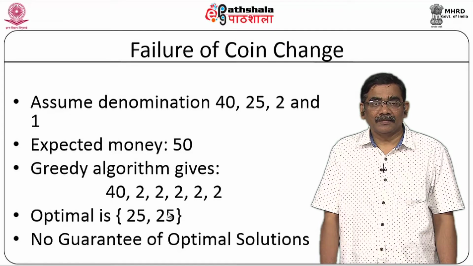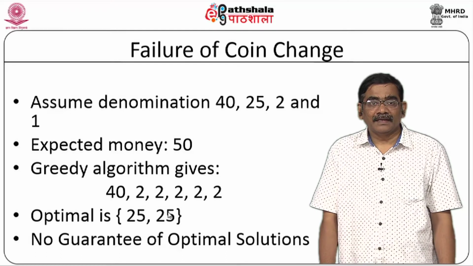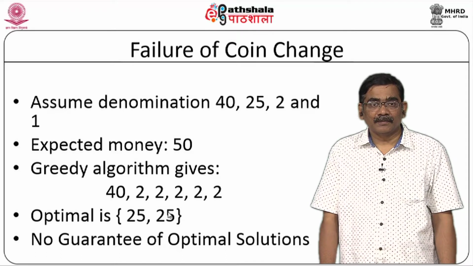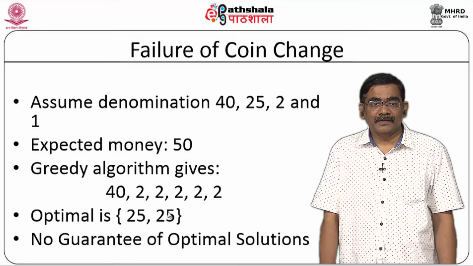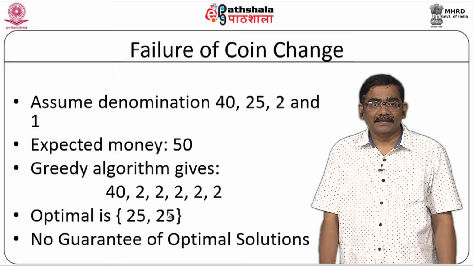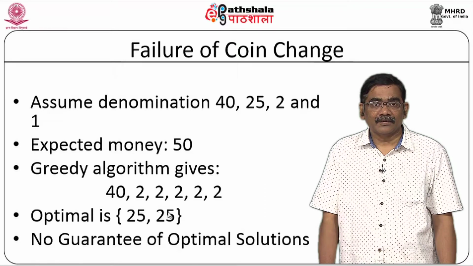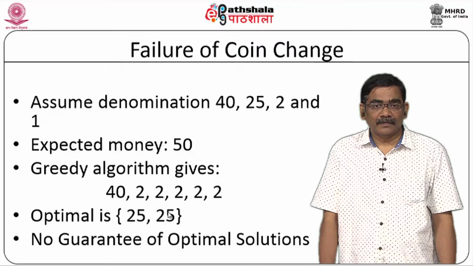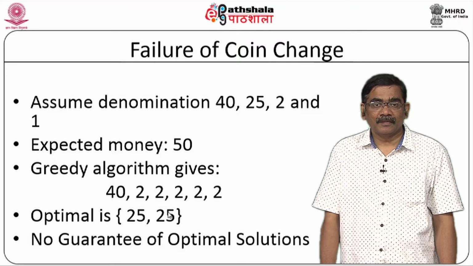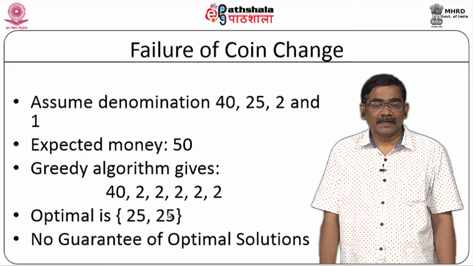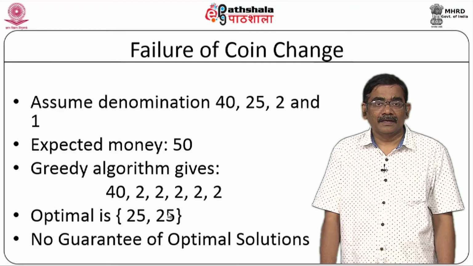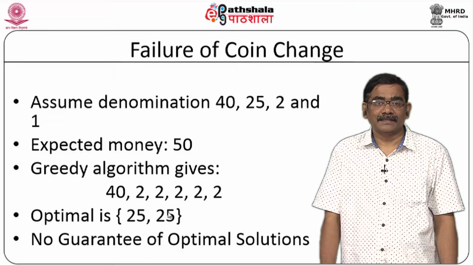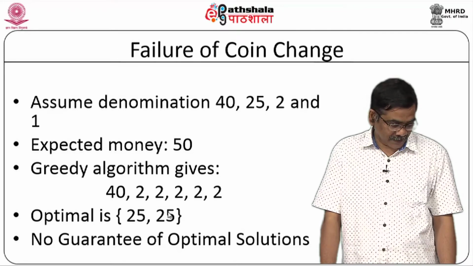So, that means 50 minus 40 is 10. For 10 the largest denomination is 2. So, that means it becomes 2, 2, 2, 2, 2. So, you can see that there are 6 coins that are used to fulfill the request of 50. But we know very well that this is not the optimal solution, because we can give 25 and 25, two coins of 25 denomination, as the optimal solution. In other words, the greedy algorithm is not always optimal.